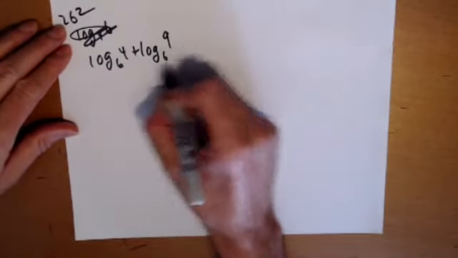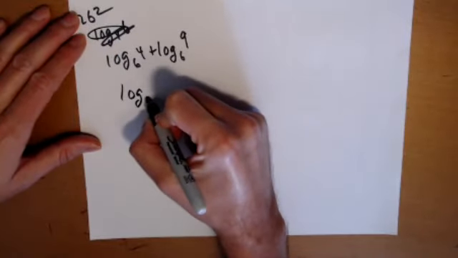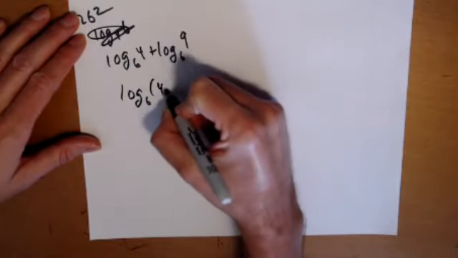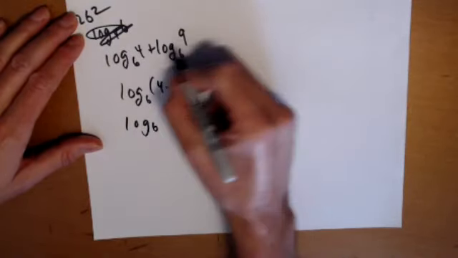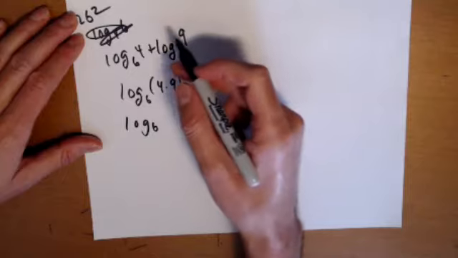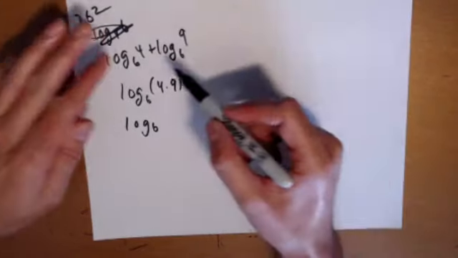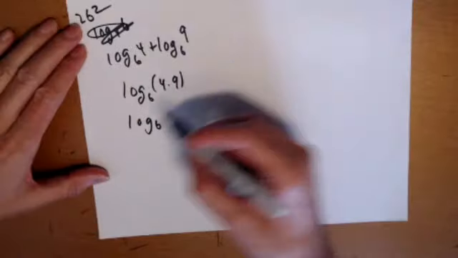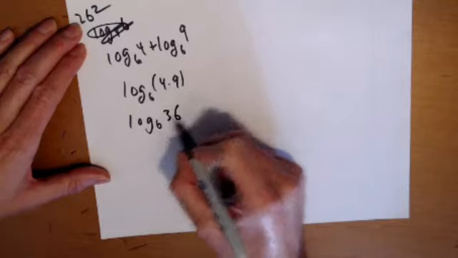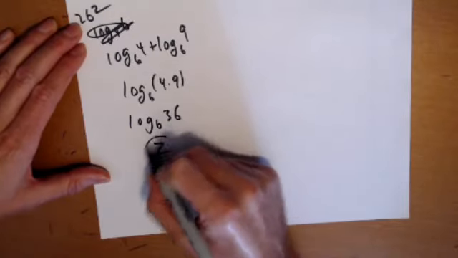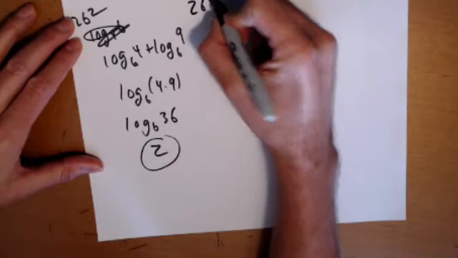Okay, so the bases are the same, and so addition is really multiplication, right? Log base 6 of 4 plus log base 6 of 9. Condense it to one log base 6 of 4 times 9, which is 36. And what's log base 6 of 36? 6 to what power is 36? 2.